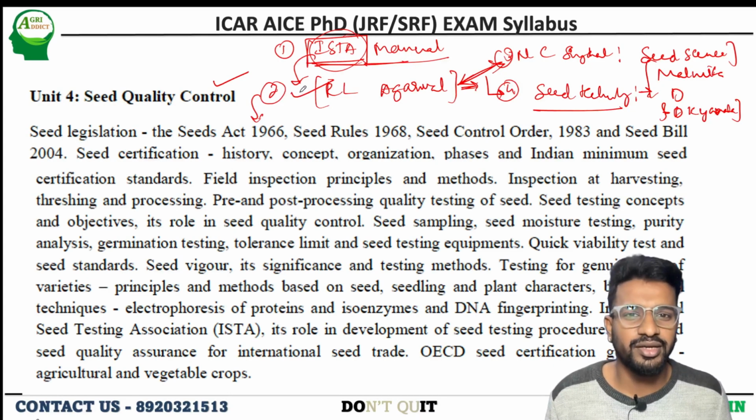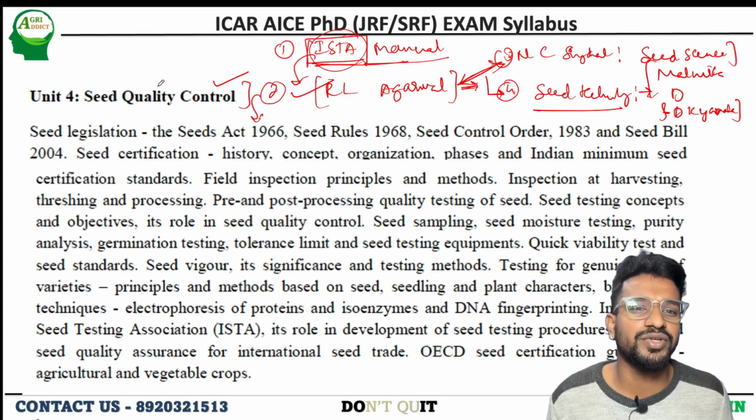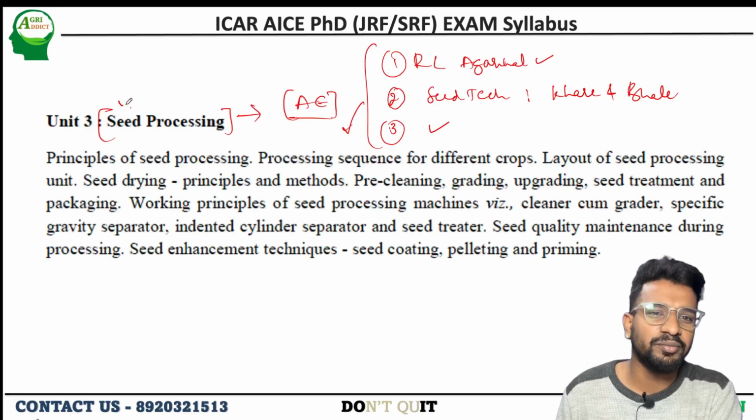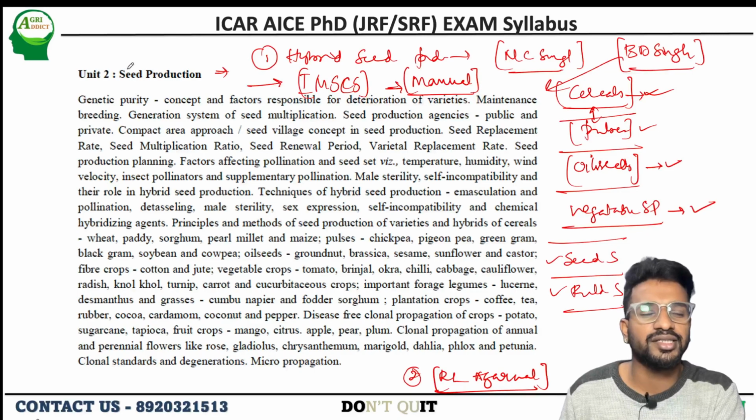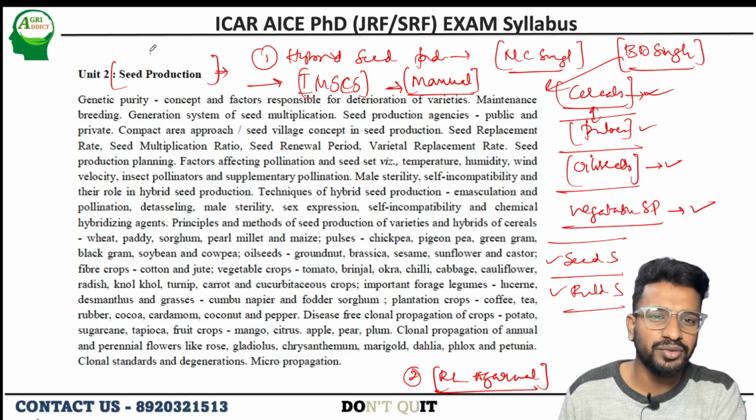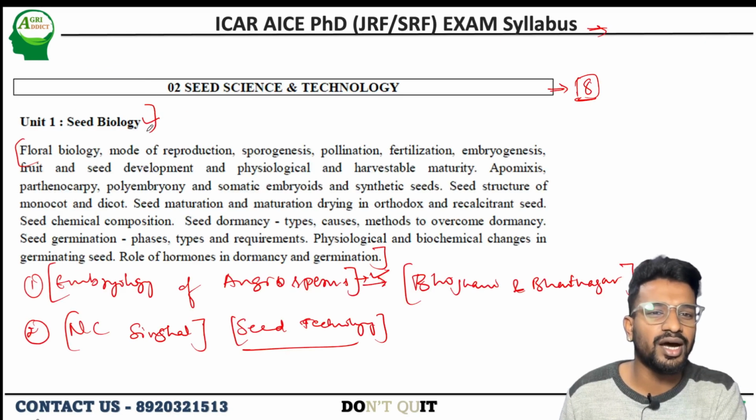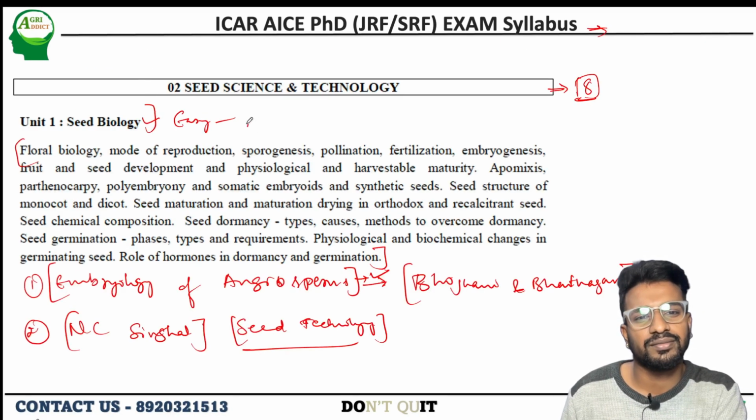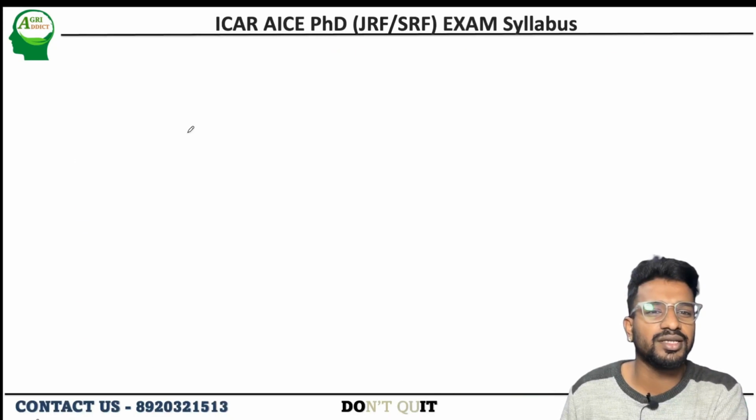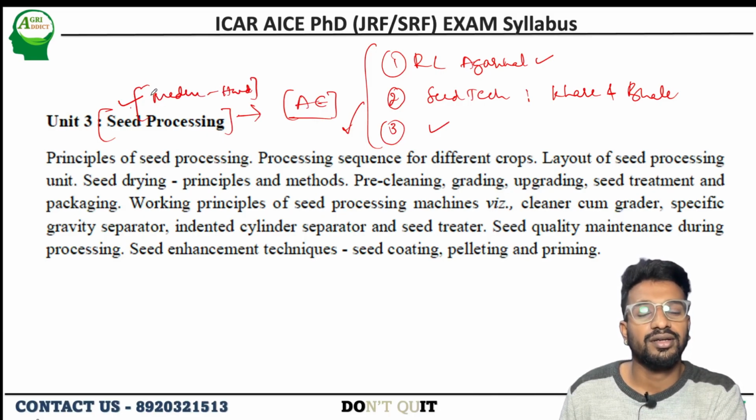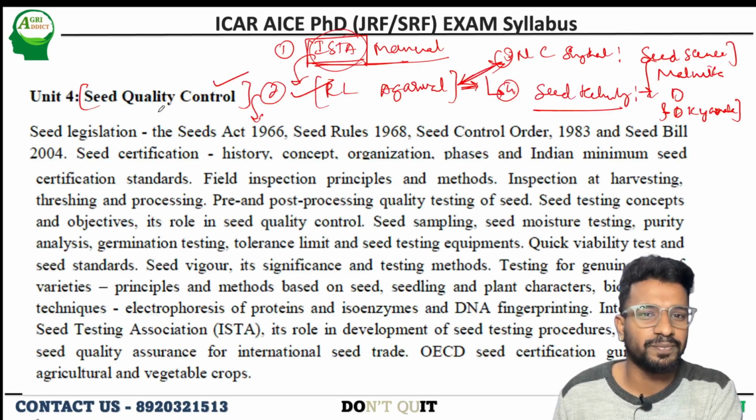And if you ask me, in the exam this is the easiest part which you can easily answer. Comparatively, seed processing might be a bit difficult, and seed production will be somewhat easy. These are very easy and straight, you can easily answer, and seed biology is easy to moderate, not too difficult. But what I personally felt is seed processing is somewhat tricky and it is medium to hard to answer. So be careful with the sub unit of seed processing.